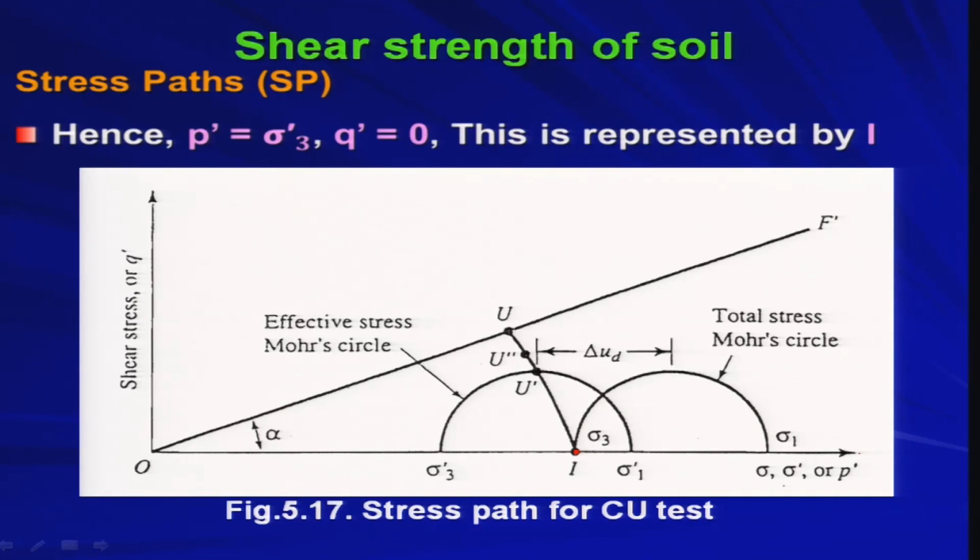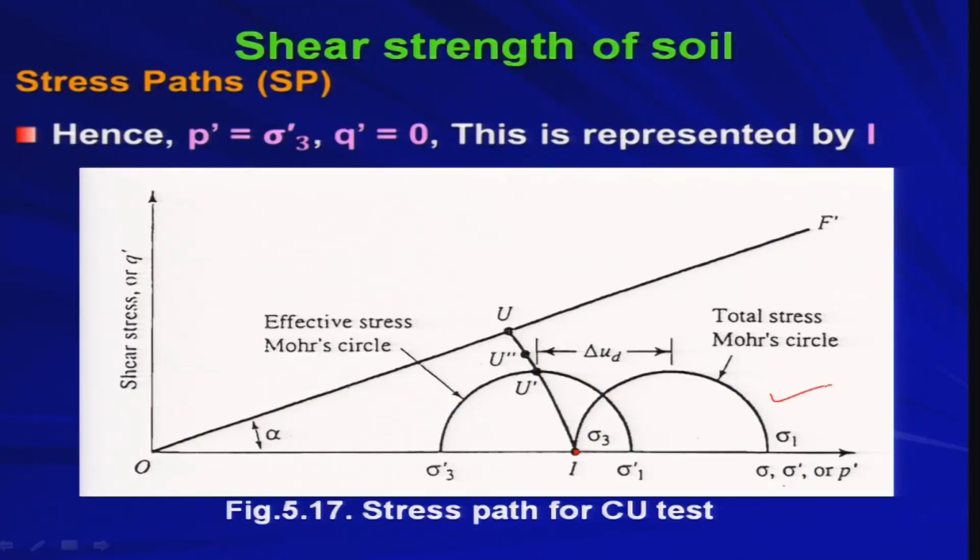Now we are shearing the sample, applying the axial deviatoric stress, and therefore increasing the total stress in the sample. There will be two Mohr circles for the CU test, one for total stress and another for effective stress, because the situation is undrained when shearing the soil sample. We have started the test from point I and we are now applying the deviatoric stress. How will the stress path move? Let us see.